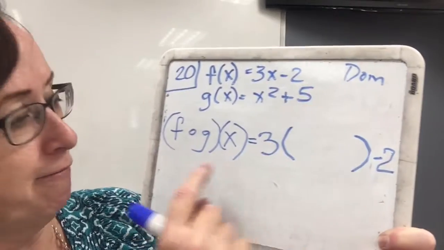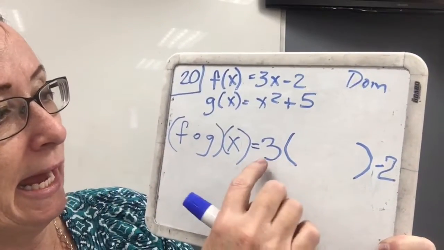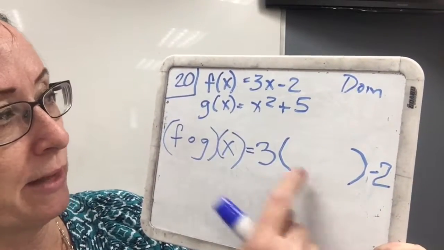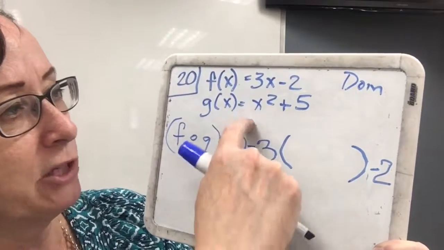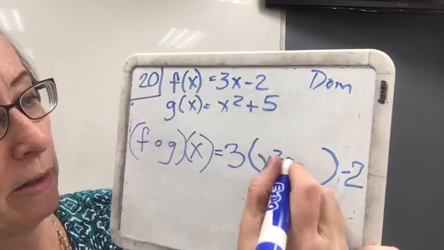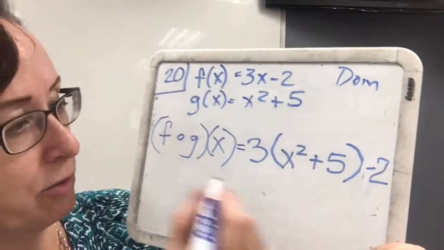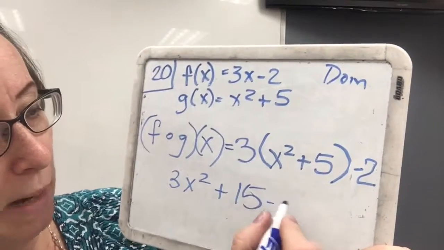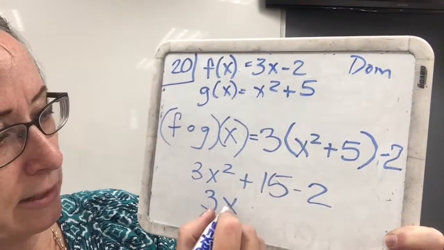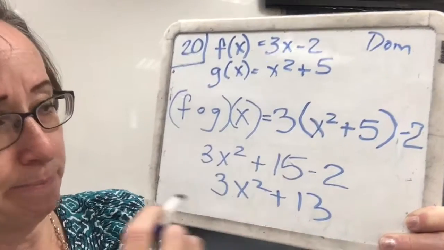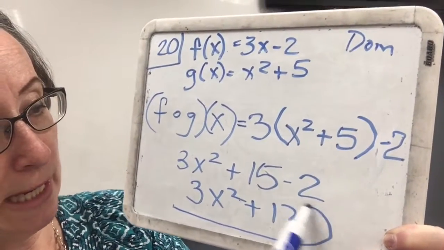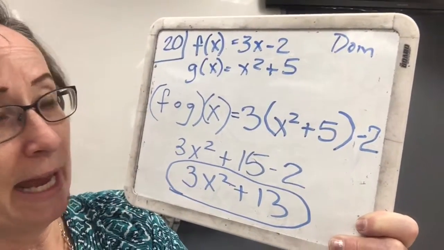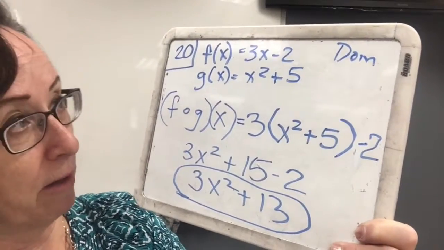All right, so I wrote down my f function because it's my base function and it's kind of leading everything. And then I left a hole where the x was so that I can compose and stick in the g function, which is x squared plus 5. And then when I distribute this, I get 3x squared plus 15 minus 2, which is 3x squared plus 13. So f composed with g is just this function, and this function is just a parabola, and so it makes sense that the domain is all real numbers.